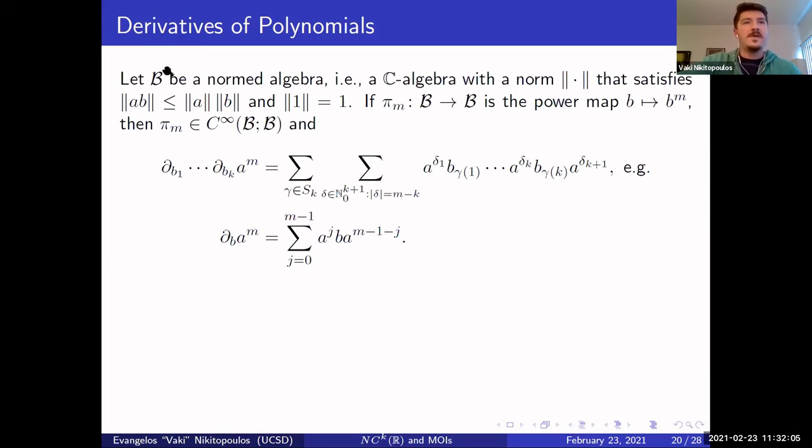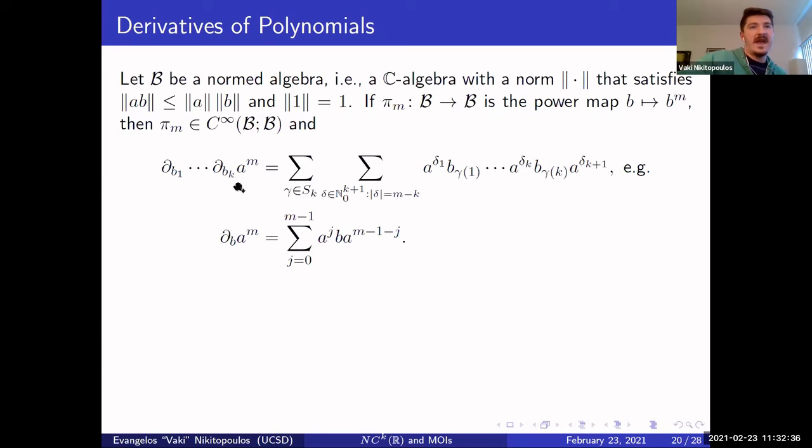So I'm going to start out with a normed algebra B. That is a complex algebra with a submultiplicative and unital norm. And now I'm going to let pi m be the power map from B to B. That is the map that takes B to B to the m. A standard exercise shows that pi m is a smooth map from B to B, and it has the following derivative formulas, which are the non-commutative analog of the usual power rule.